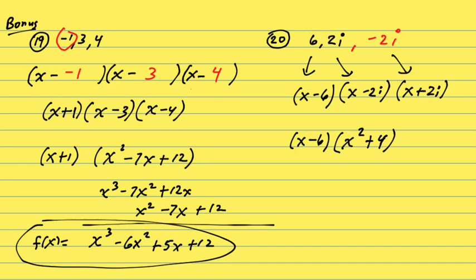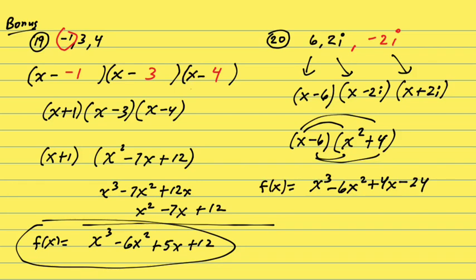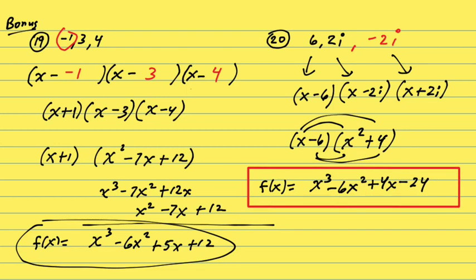Feel free to distribute it out. Remember, i squared is negative 1. X times x squared is x to the third. X times 4 would be 4x, and negative 6 times x squared would be negative 6x squared. And how about last times last? Negative 24. So that would be the polynomial with these zeros.